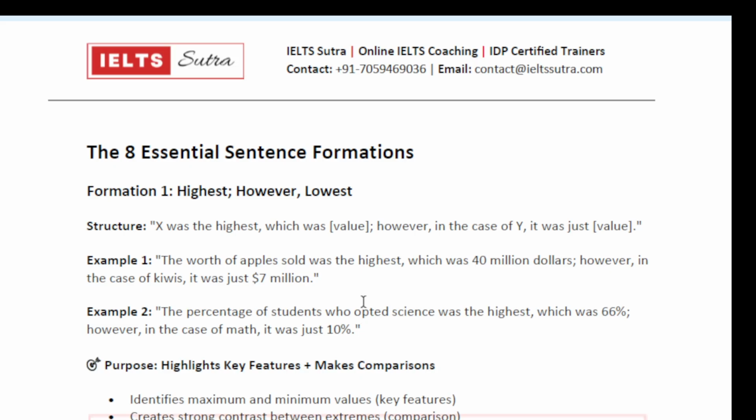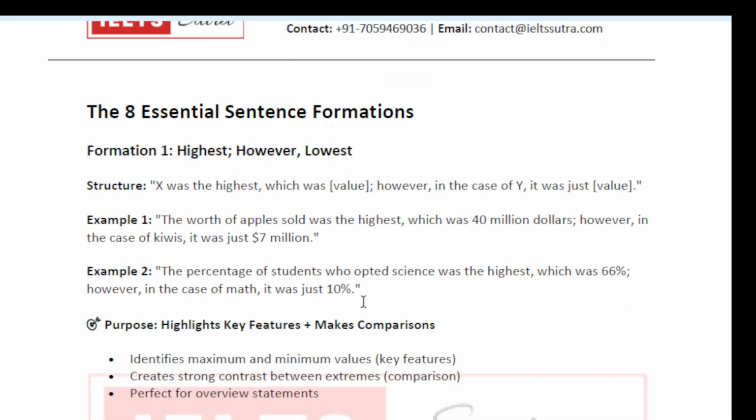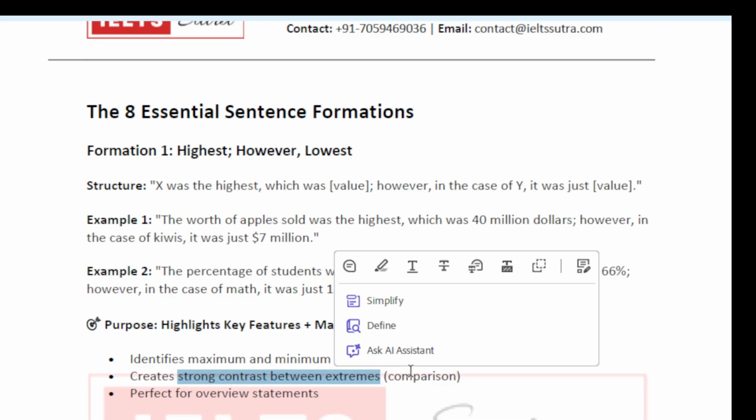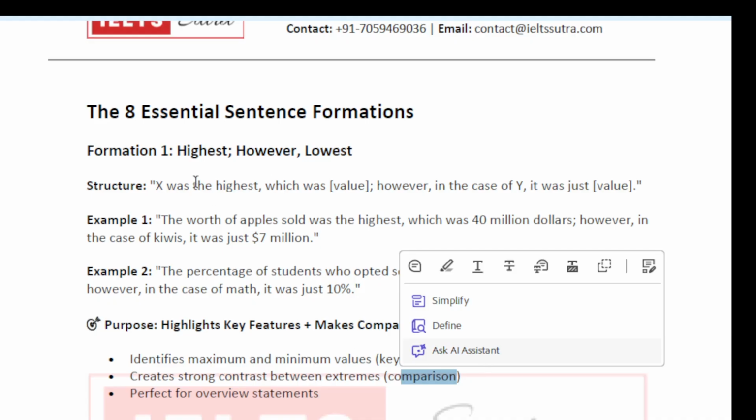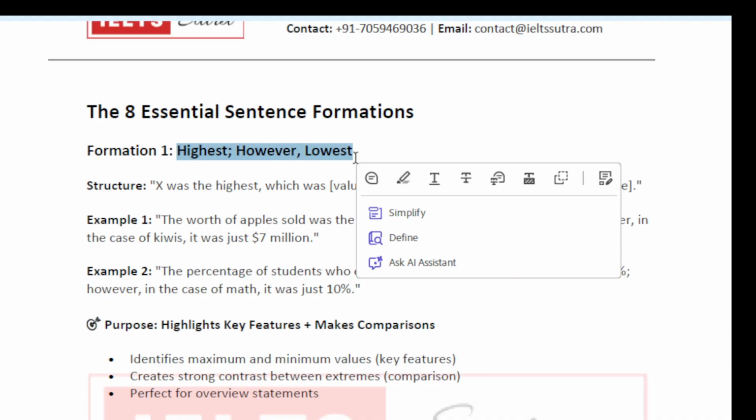Now, what is the purpose of this formation? As you must have identified, the purpose of this formation is basically to identify the maximum and minimum values, which are the key features, and it also shows a strong contrast between the extreme points, like the highest point and the lowest point, which is a kind of comparison. So basically, this formation helps you to make comparisons, as well as it helps you to mention the key features. So it is fulfilling two different purposes that we discussed before.